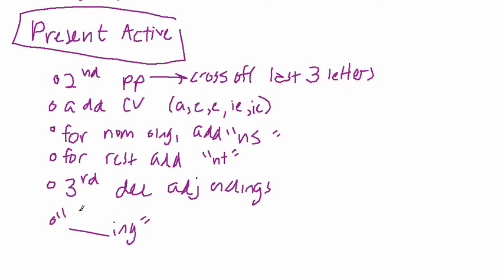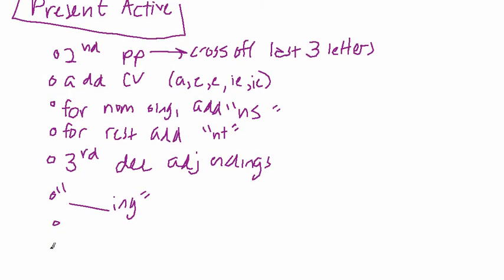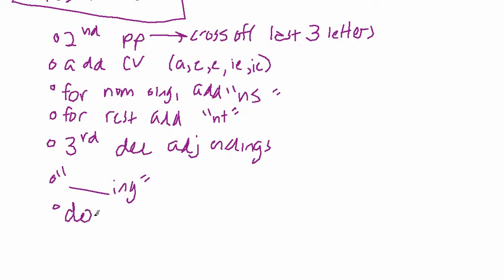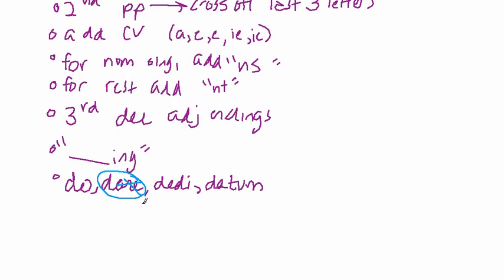Okay, and since that one is a bit more complicated, let's go ahead and do an example of the participle. Let's take the verb do, dare, dedi, datus. So we're going to take the second principal part, right over here, cross off the last three letters, and we're just left with a D. Then, since it's first conjugation, we're going to add the connecting vowel A. So we're ending up with DA.